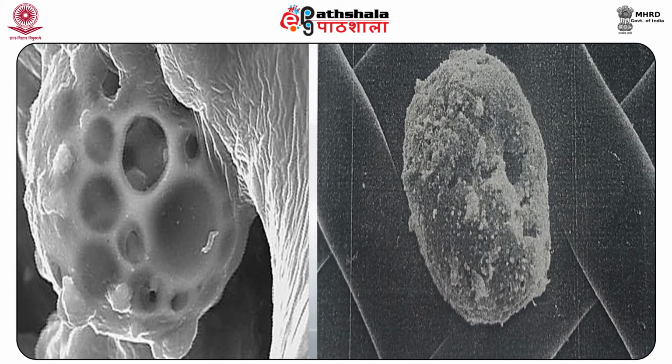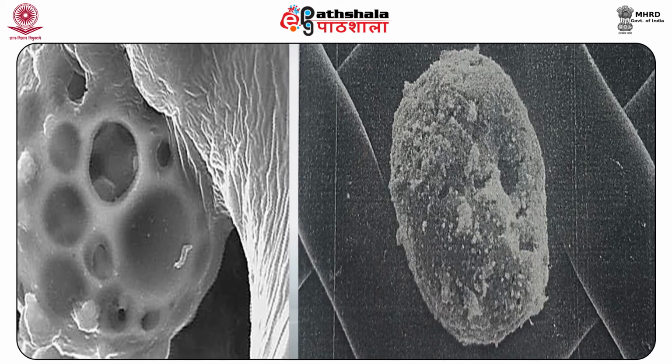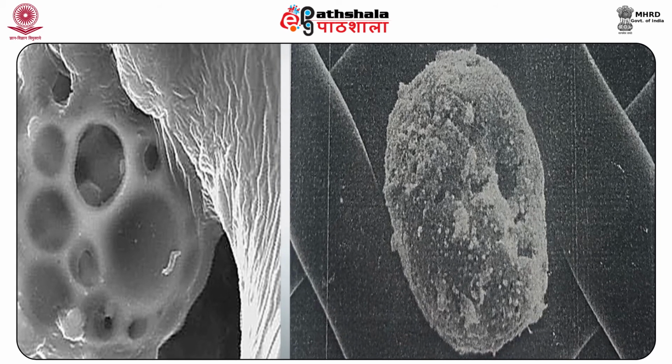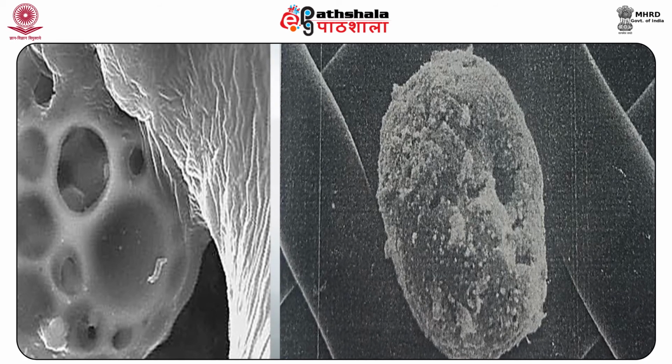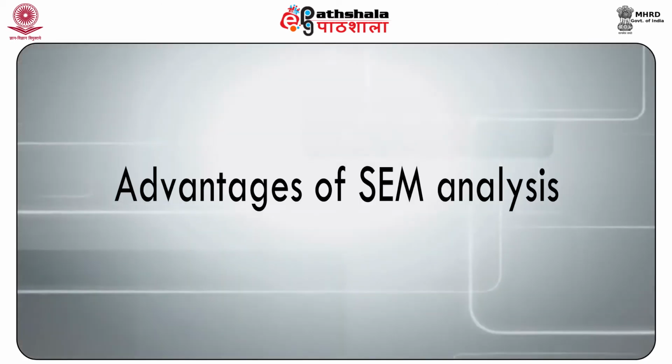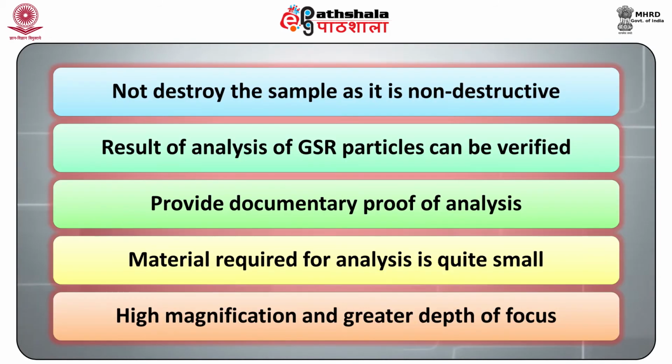Through the use of this technique, the elements lead, antimony, and barium, frequently found in most primers, can be rapidly detected and identified. Now, let me tell you something about the advantages of SEM analysis. Analysis of GSR particles by SEM is beyond doubt the best method because of several reasons.